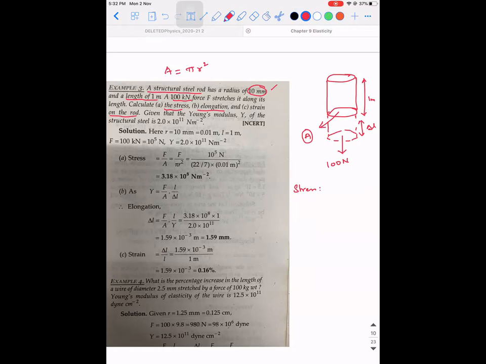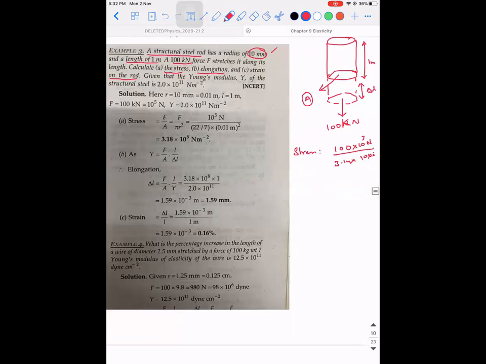Yeah, square. So 100 kilonewton, that is 100 into 10 power 3 Newton, the whole divided by area, which is pi r square. That is 3.14 into 10 into 10 power minus 3, the whole square. So I get these many. I'll get the value of stress from here. Once I get stress, that's what they asked in the first part.